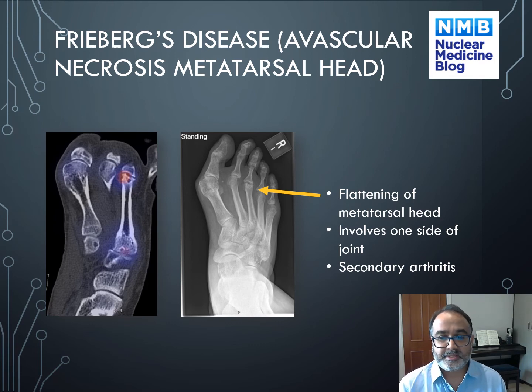Freiberg's disease is a name for avascular necrosis of the metatarsal head. It typically involves the second or third metatarsal heads, can lead to flattening of the metatarsal head, and you will sometimes see in advanced cases secondary arthritis with uptake on both sides of the joint and advanced subarticular cysts on the CT component.